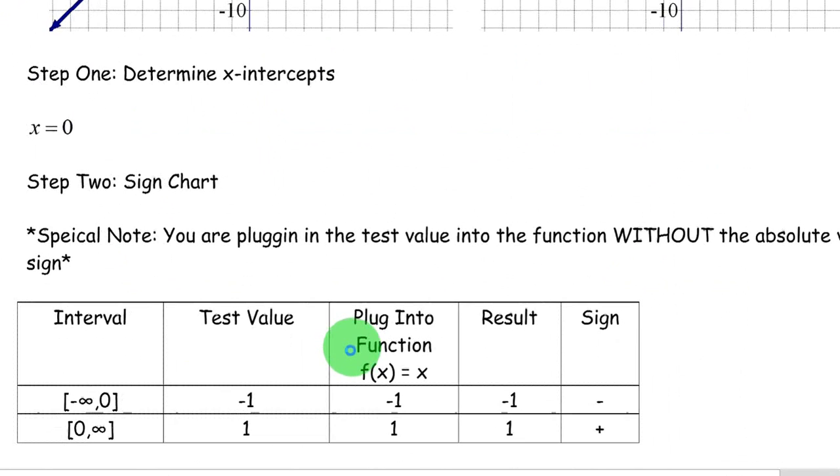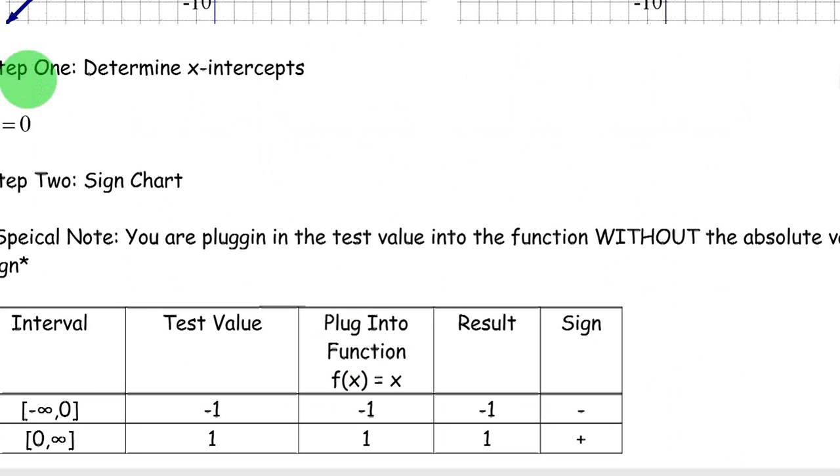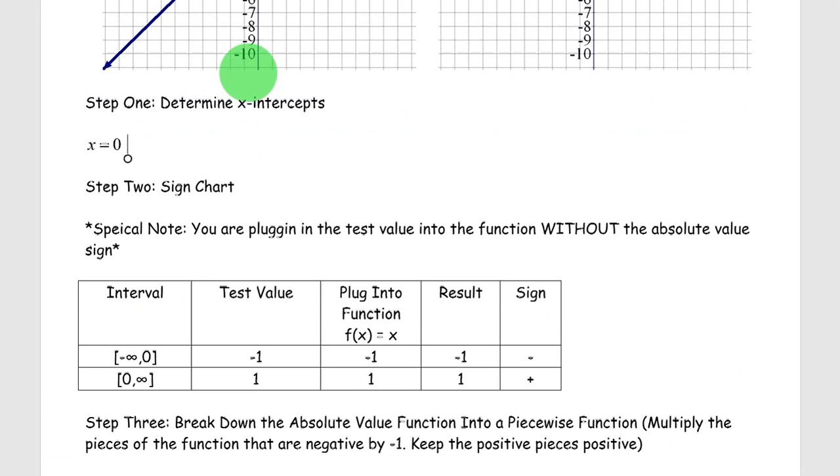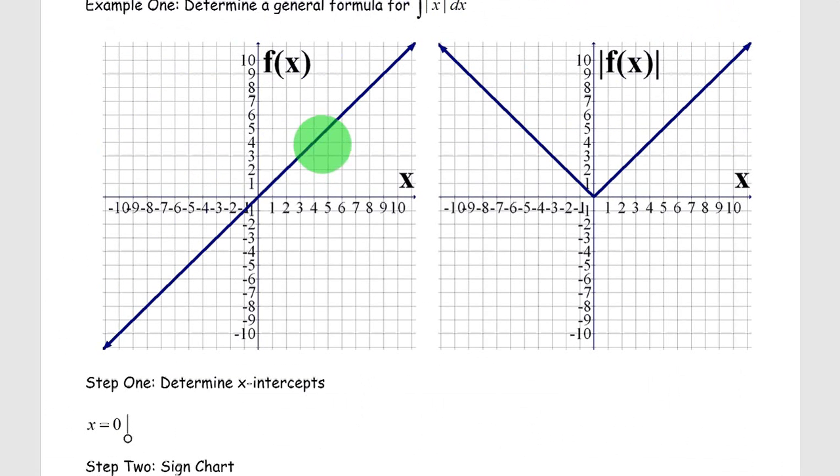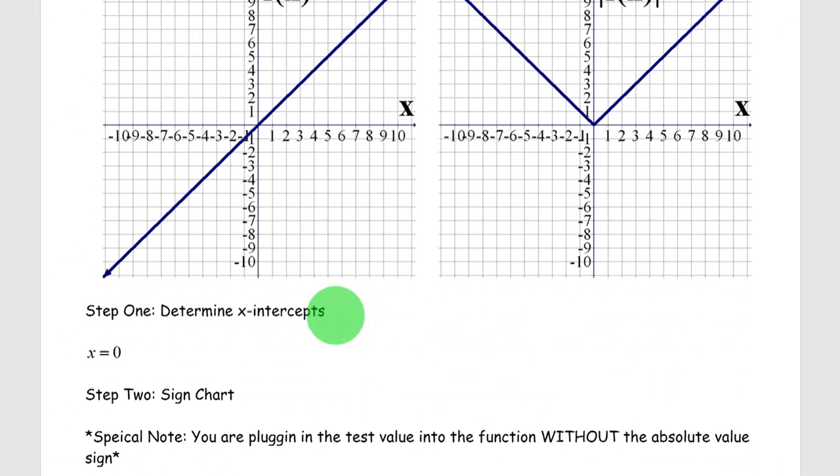So the first thing you're going to do is to determine the x-intercepts. Now, why are we determining x-intercepts? Because only at an x-intercept can the graph go from negative to positive. And the real concept of an absolute value is to take anything that's negative, flip it, and make it positive.